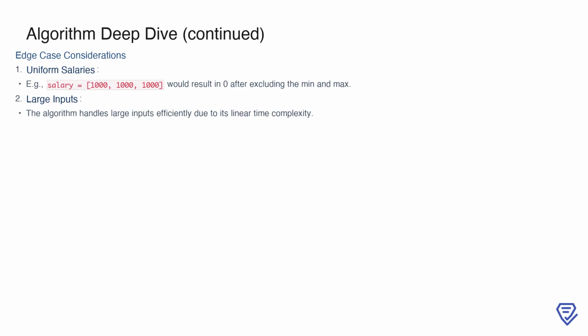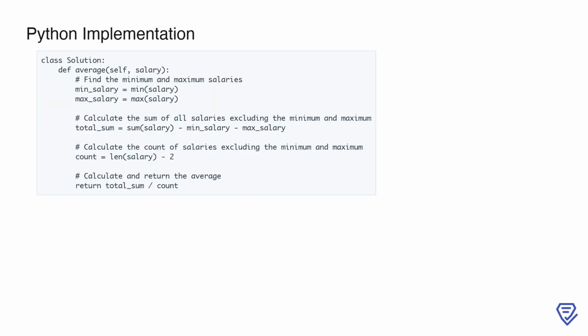For large inputs, the algorithm remains efficient due to its linear time complexity, so it can handle large datasets without performance issues. This robustness, combined with its simplicity, makes the algorithm well-suited for a wide range of scenarios. This implementation solves LeetCode problem number 1491, average salary excluding the minimum and maximum salary. The goal is to calculate the average of an array of salaries after excluding the minimum and maximum values.